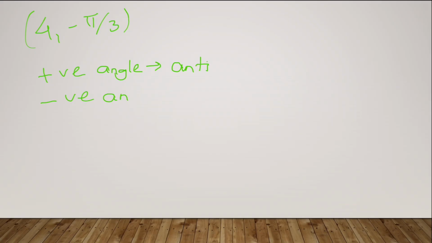You might think, how can we have a negative theta? But yes, we can have a negative theta. For instance, if I tell you 4 comma negative pi over 3, how would you plot that? Now, you do the same thing, but you move clockwise. If you have a positive angle, you move anti-clockwise. If you have a negative angle, you move clockwise.